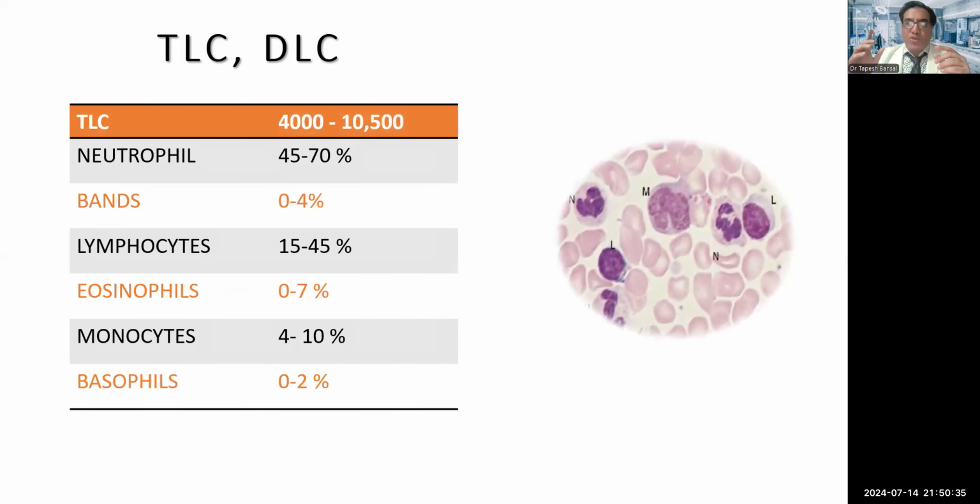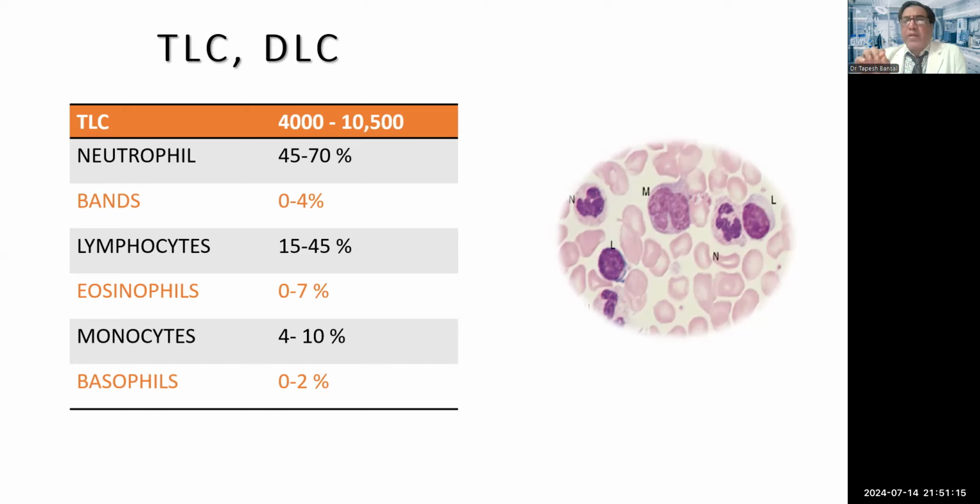Now coming to TLC and DLC. You should have an idea of what the normal counts are. So here neutrophil, you see bands, lymphocytes, eosinophil, monocytes, and basophils. Neutrophils and eosinophils and basophils are also together known as granulocytes. Sometimes you must have read granulocytes. So what are granulocytes? Neutrophil and eosinophil and basophils. Now what are bands? Bands are immature neutrophils, and they should not be more than 4%. There are other kinds of immature neutrophils also, like promyelocyte and myelocyte, etc.